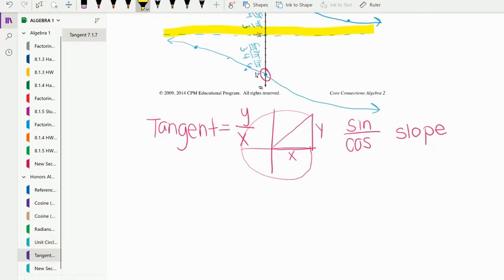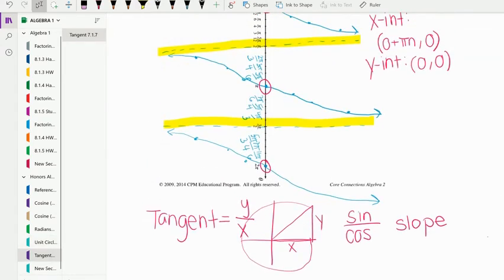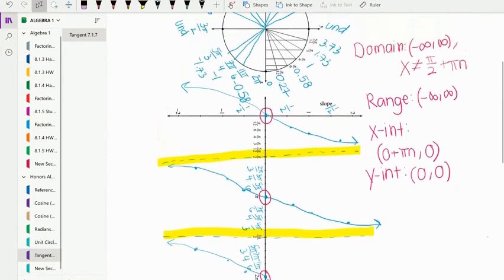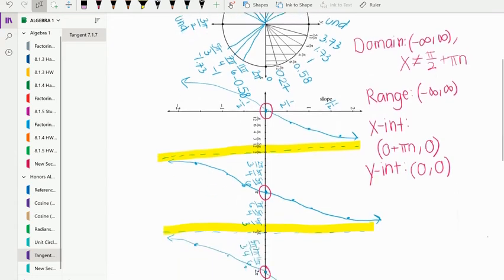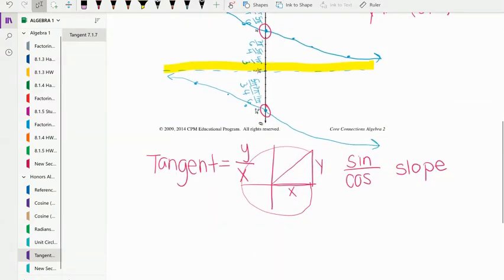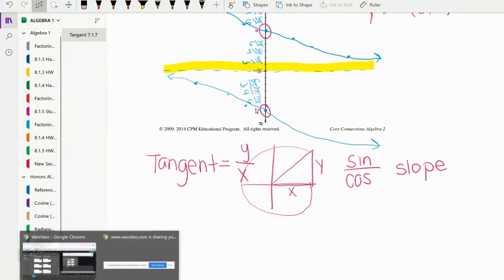So that is pretty much what I would like you guys to know about tangent. Again, in summarizing, you would need to know that tangent is different from cosine and sine in that it has vertical asymptotes. You need to know that the range for tangent is all real numbers versus the domain for sine and cosine is all real numbers. And then obviously the domain is restricted in tangent. And then need to know that it is y over x or sine over cosine, which is essentially the slope. Okay, that is tangent for you.